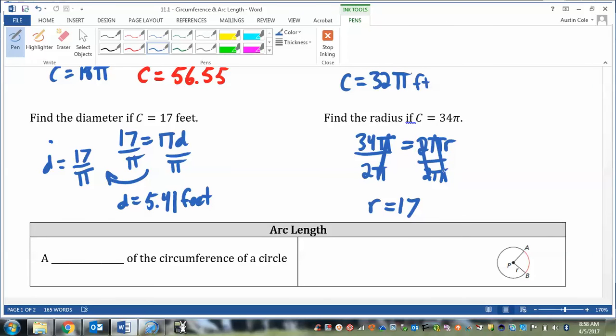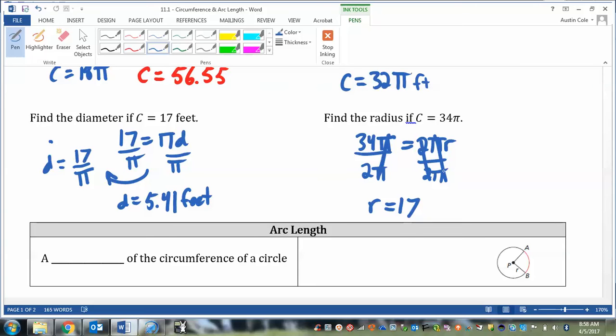Guys, on every single one of these, what did we do? We set up the equation and plugged in what we knew. On the first 2, we probably either knew our diameter or our radius. On the bottom 2, we knew our circumference. So we filled in for the circumference and either solved for our radius or our diameter. Set up that equation every single time.